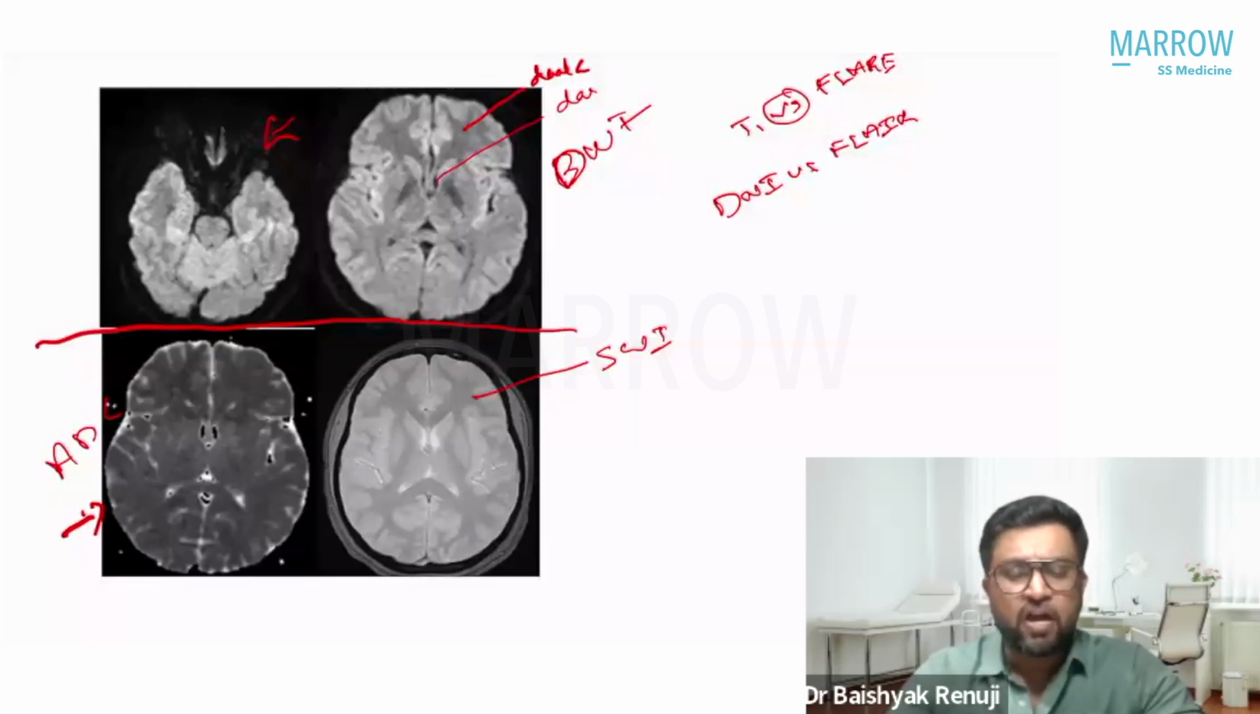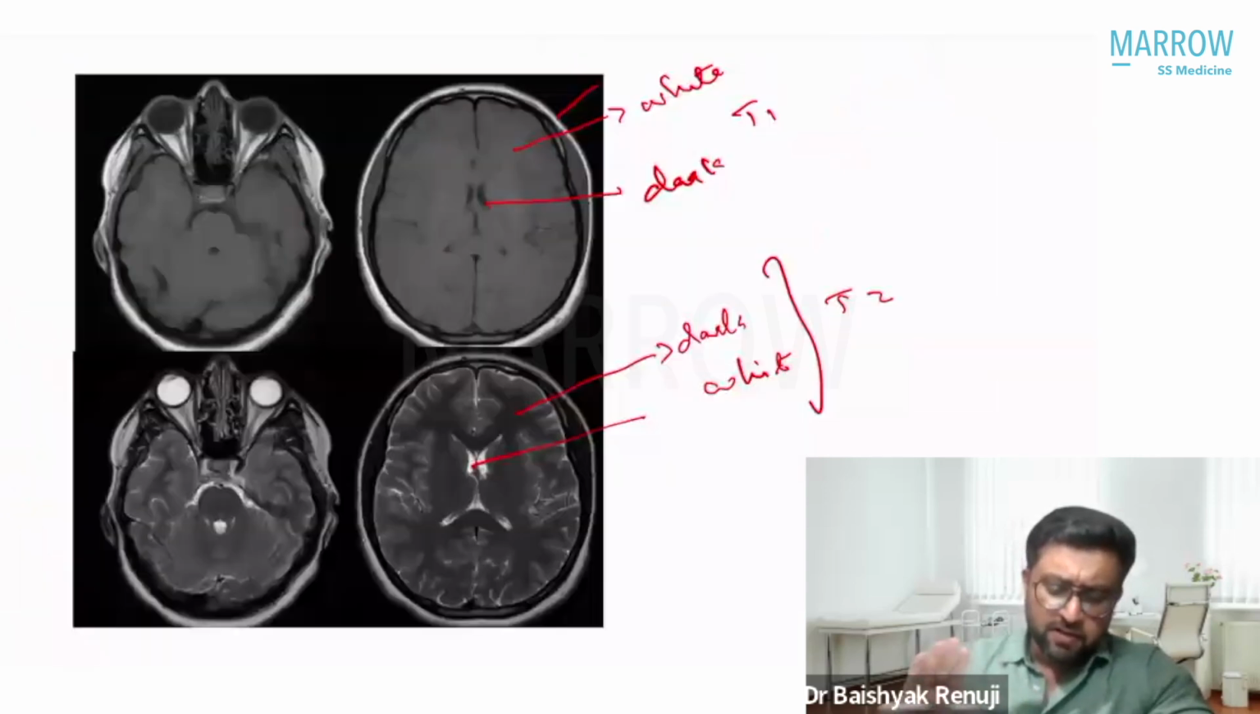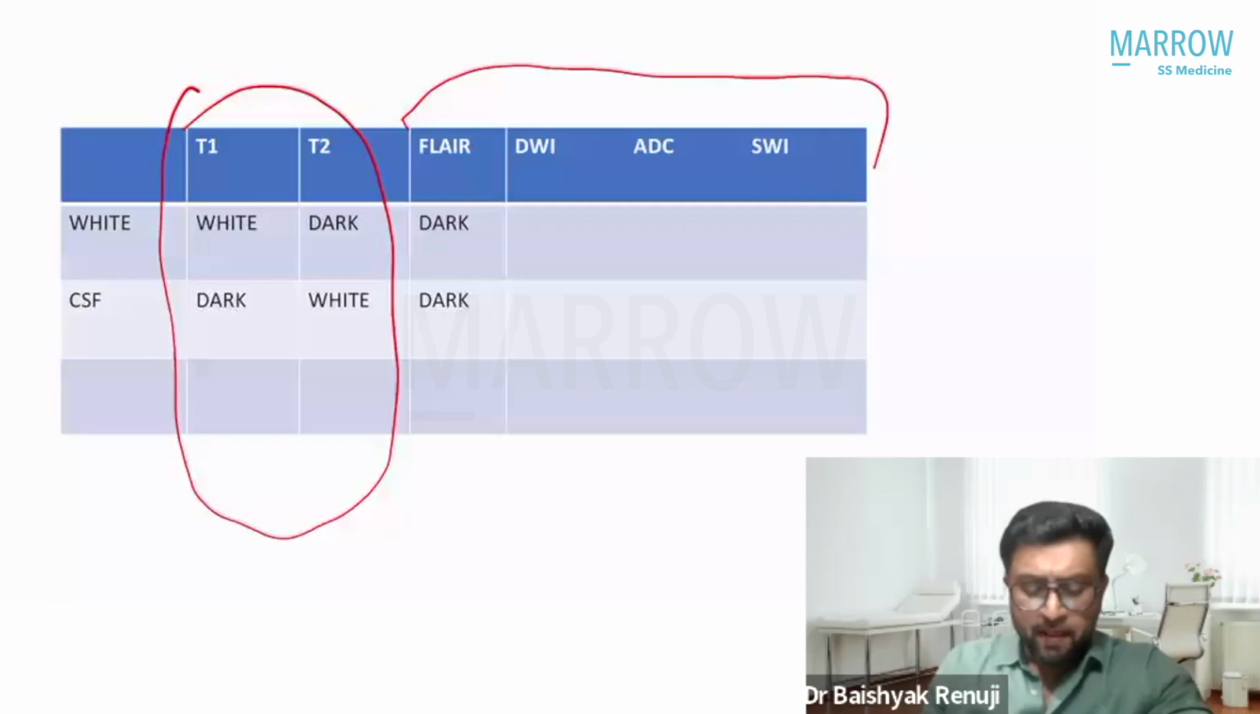ADC used to pick acute infarcts. Actually, it is not acute infarct. It is actually the cytotoxic edema that is picked up in diffusion. I'm not going into the pathology and details. Just remember this. You had studied about T1 image, T2 image, FLAIR, diffusion, ADC, and SW. SW I'll tell later. So diffusion just looks like FLAIR, but the clarity is less.